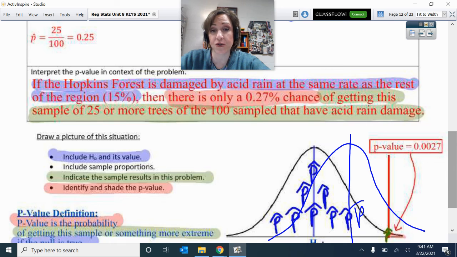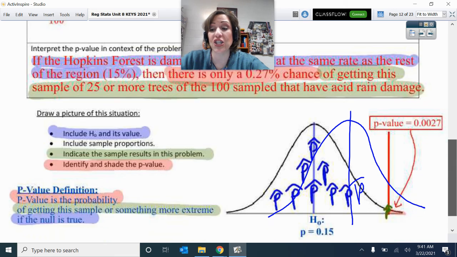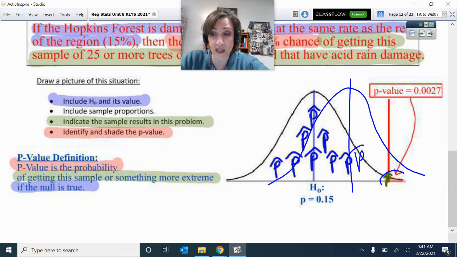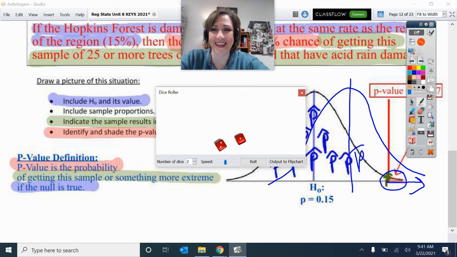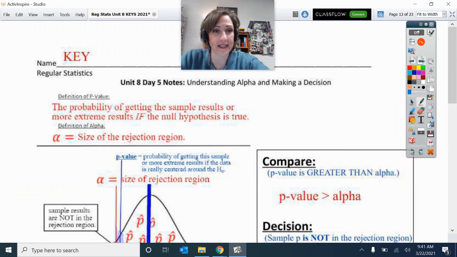So if the Hopkins forest damage rate is the same as the rest of the region at 15%, there was only a 0.27% chance that I would have gotten 25 or more trees of the 100 that have acid rain damage. Wow, that's a low probability. This p-value is that little probability of getting that sample or something more extreme if the data is centered around that 0.15. Okay, so I think that that's the last one, and then we'll go on into understanding alpha and making a decision about a hypothesis test in our next lesson.